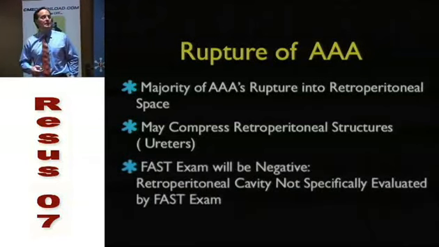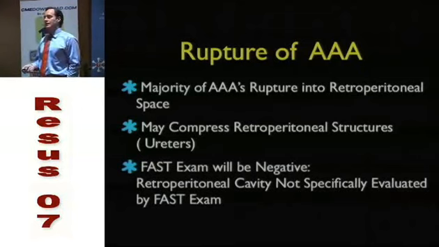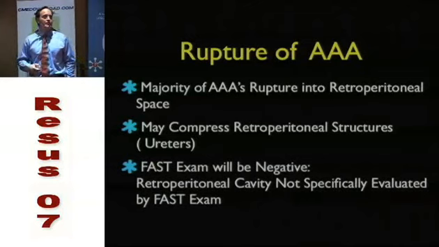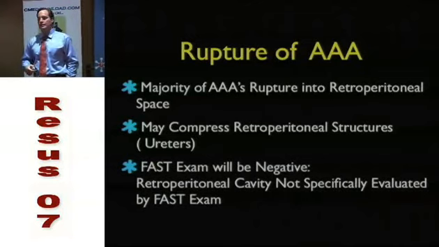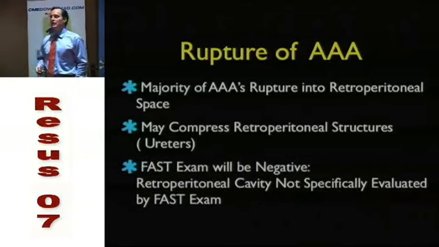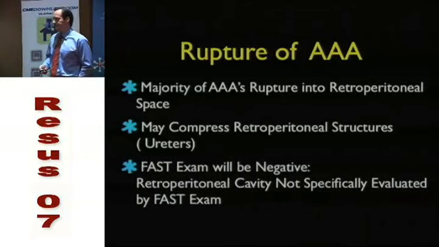Now, Deku talked a lot about the FAST, but the FAST exam is not going to be positive with a ruptured AAA. Not in the majority of cases, because the rupture goes retroperitoneal. And we don't specifically evaluate this on our FAST scan.